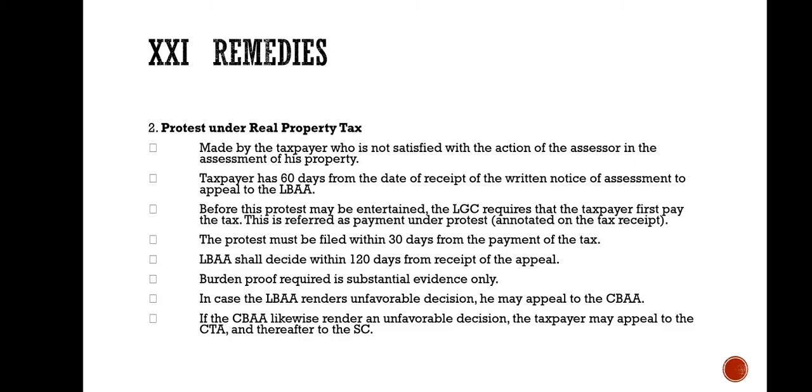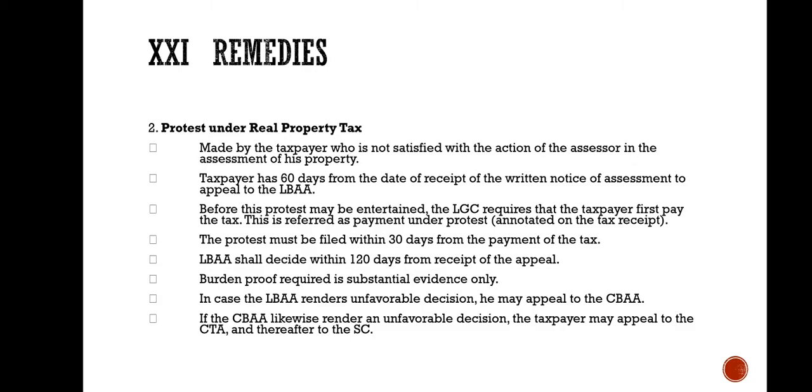So, before this protest may be entertained, the local government code requires that the taxpayer first pays the tax. This is referred to as payment under protest. So, the protest must be filed within 30 days from the payment of the tax. Here, the local board of assessment appeals shall decide within 120 days from receipt of the appeal. And the burden of proof required is substantial evidence only.